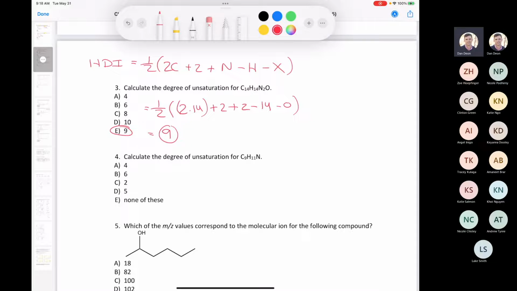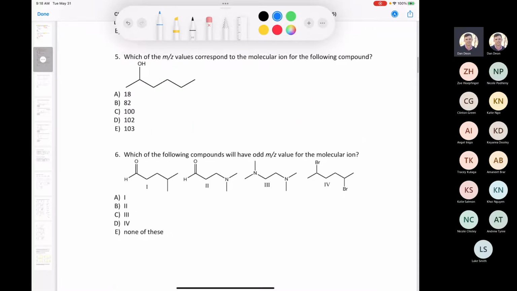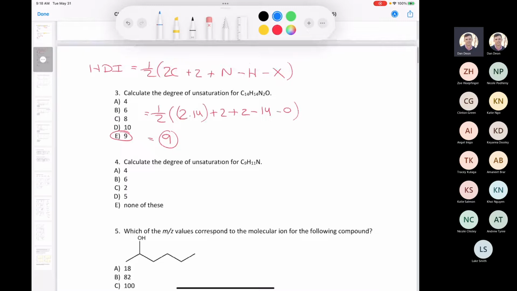For the next one, same thing. We want to use the same formula that I have in red at the top of the screen. So our HDI is going to be equal to 1/2 times 2 times the number of carbons. That's 2 times 9, plus 2, plus the number of nitrogens, which is 1. Subtract the number of hydrogens, which is 11. Subtract the number of halogens, and there are no halogens. And therefore, we end up with 1/2 multiplied by 10, which gives us 5. And so the answer is 5.